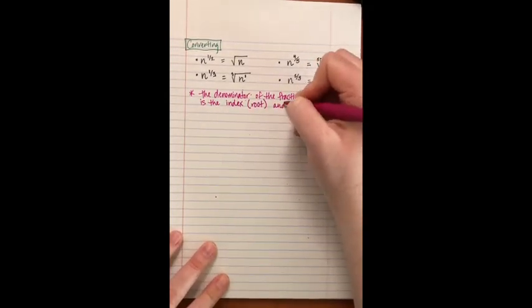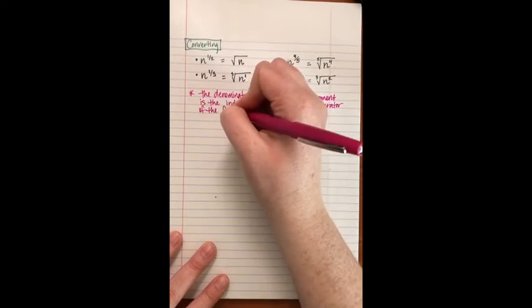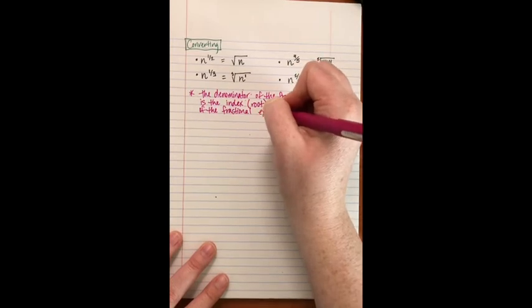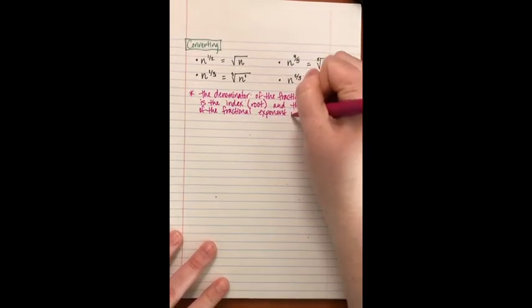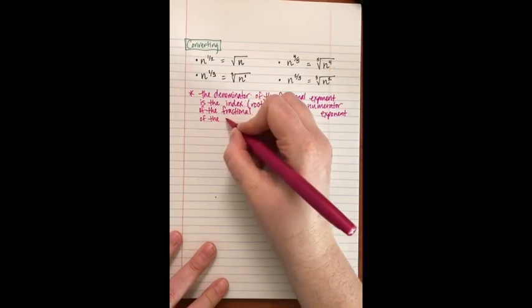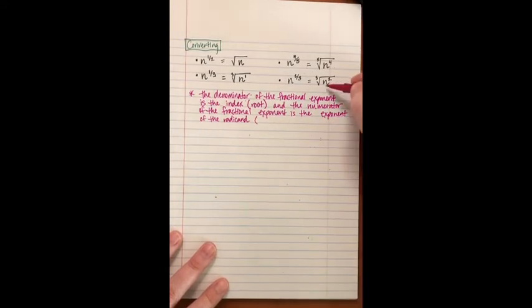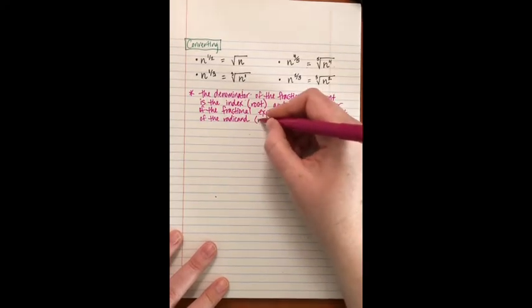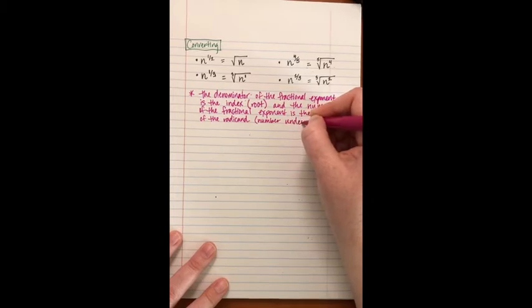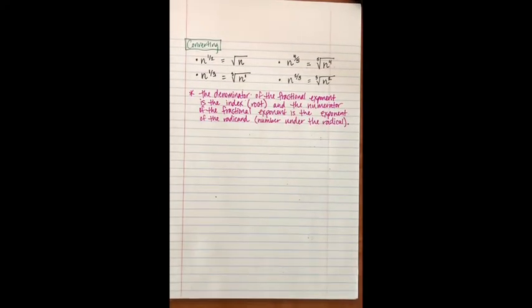And the numerator of the fractional exponent is the exponent of the radicand. Another fancy word there, radicand. I'll put the normal language in here. Radicand is whatever's underneath the radical, so I'm going to say number under the radical. Whew. Pause and catch up if you need to. So denominator is the root, numerator is the exponent on the inside. Okay, and now we got to do some practice questions, and that'll be it.